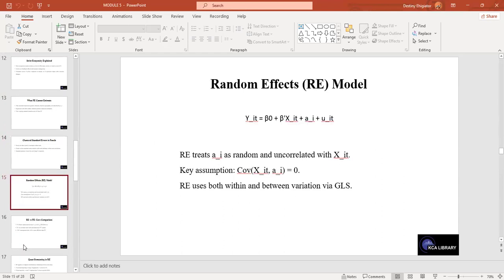Then for the random effects model, RE treats A_i as random and uncorrelated with X_it. What are some of the key assumptions? RE uses both within and between variation via GLS.